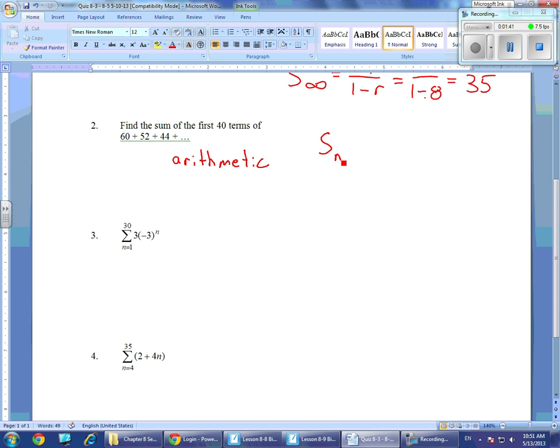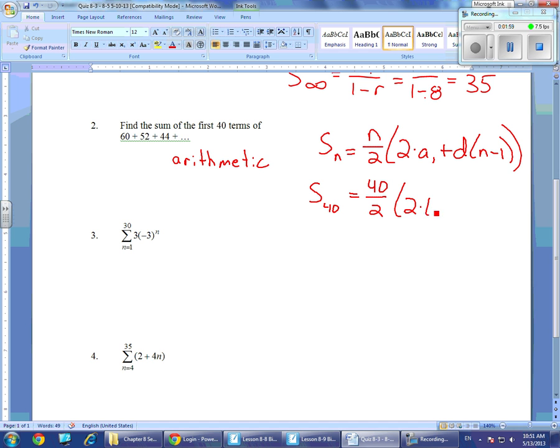So what I'm going to use is this formula. N divided by 2 times 2 times the first term plus the difference times n minus 1. Okay, so I'm going to have S sub 40, because I'm adding together 40 terms, would be 40 over 2 times 2 times the first term of 60 plus the difference of negative 8 times 40 minus 1. Okay, and then the answer you should get is negative 3,840.